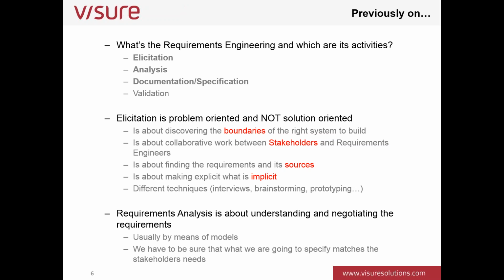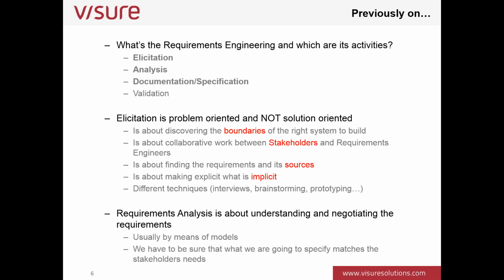and validation. We have already focused on the first three activities. Elicitation is about gathering and capturing the requirements from the different stakeholders and users. Analysis is about understanding those requirements. And documentation or specification: we have gathered and analyzed the requirements, so now we have to specify them in a more proper, more formal way in a document.